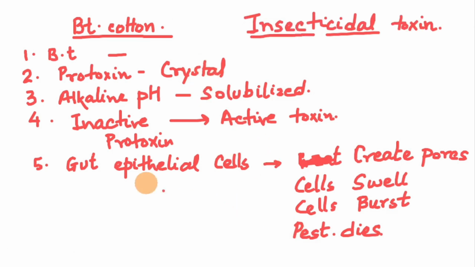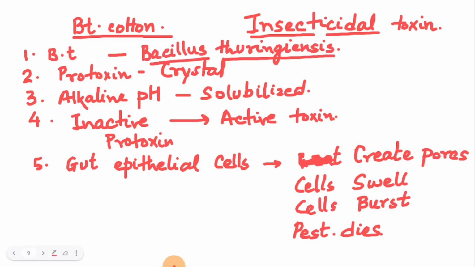This is the mechanism. So see, you have to be extremely careful. You should remember at what pH the toxin is solubilized and where it happens. It happens in the gut. The target of the toxin will be epithelial cells, and the cells die due to perforations, and these pores will cause swelling and therefore bursting of epithelial cells. The organism is Bacillus thuringiensis. So that's all about this topic.